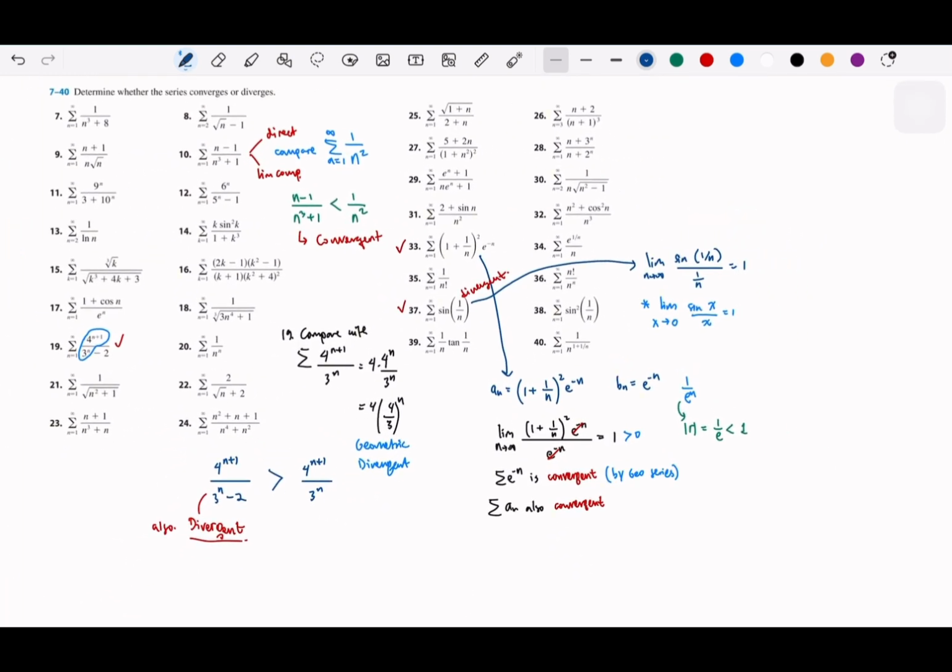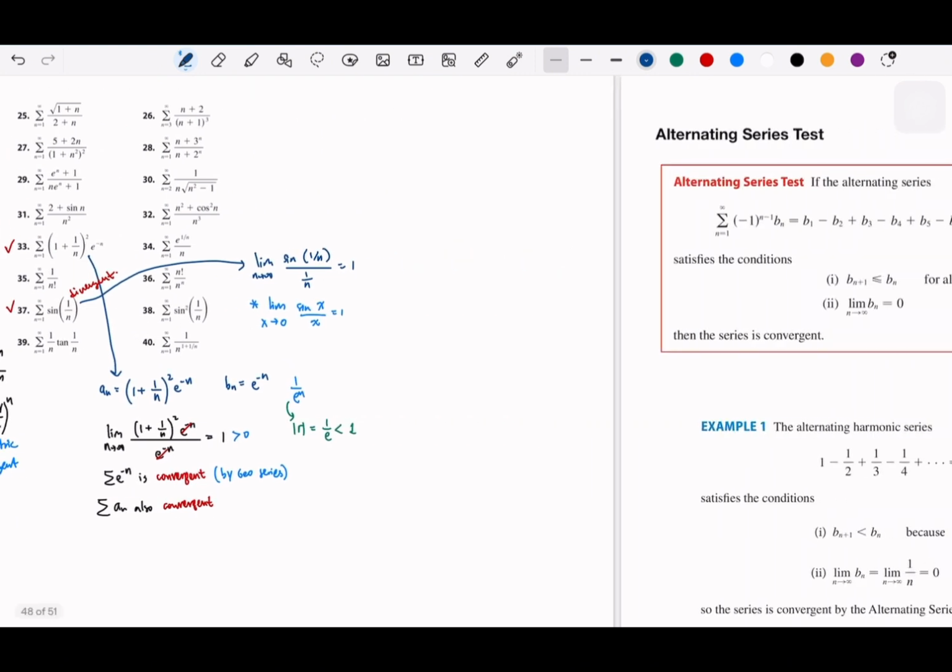Please try these other numbers, especially if you can see the pattern. For most cases of the comparison test, as long as you know the pattern, it should be okay.